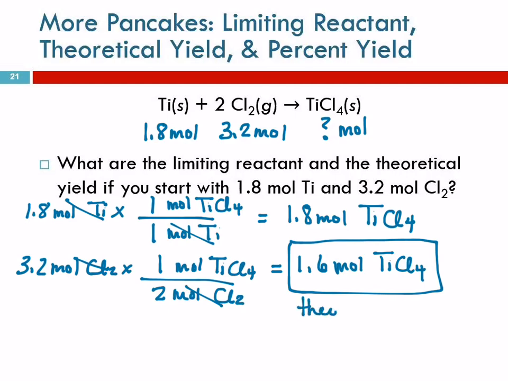Nice touch to label that, though. That's the theoretical yield. So that's our theoretical yield. We can't make any more than that, because as we're going along and making half a mole and 1 mole and 1.5 moles, when we get to 1.6 moles of product, we run out of chlorine. Reaction stops. You're making pancakes, you run out of flour, you're done. You can't make pancakes without flour.